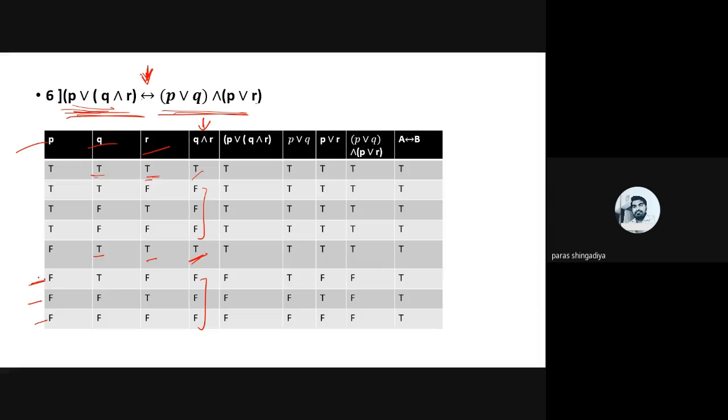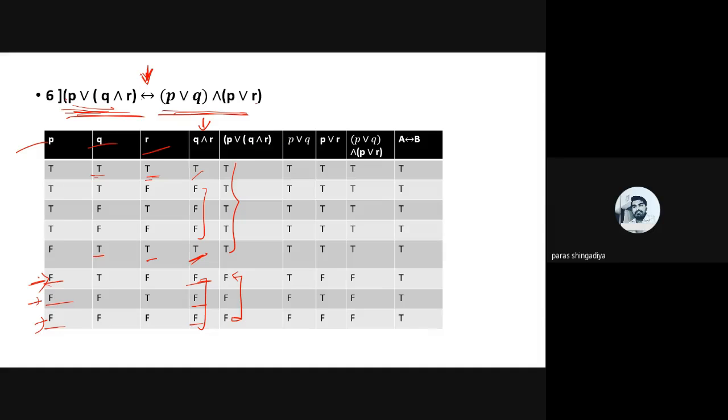Sorry, 6, 7, and 8. The 6th row, 7th row, and 8th row. Here both statements are false, so just write down false here, and all the remaining values will be T. Clear? So that is the answer of P or Q and R.